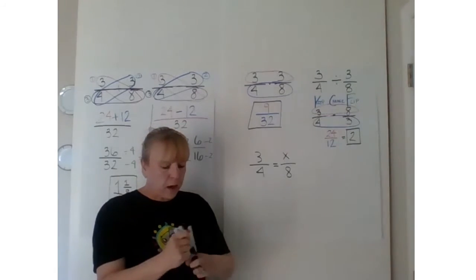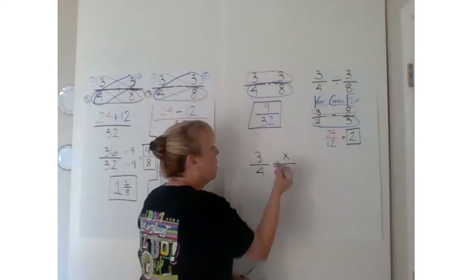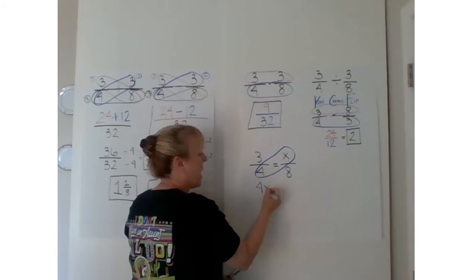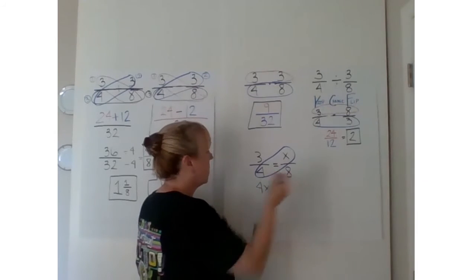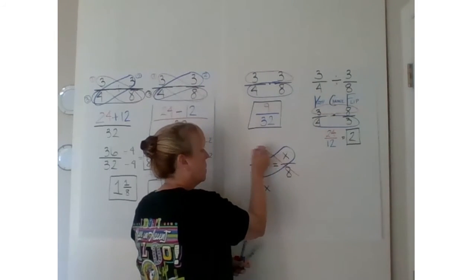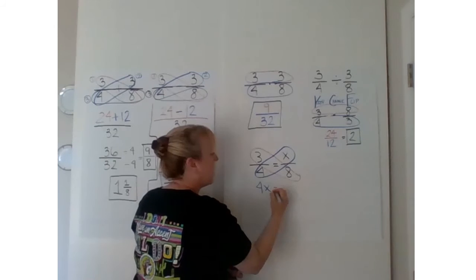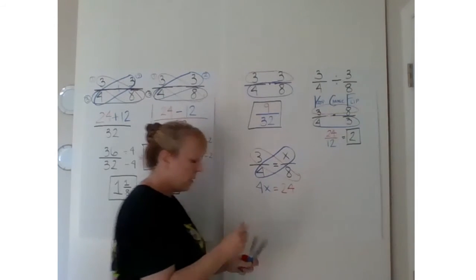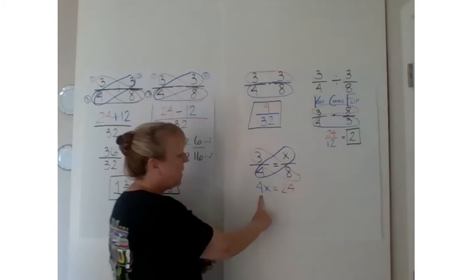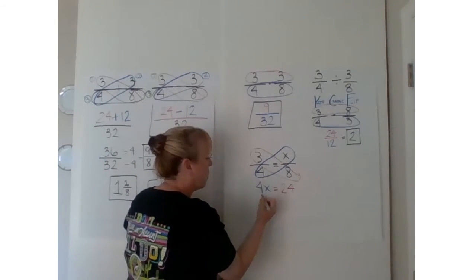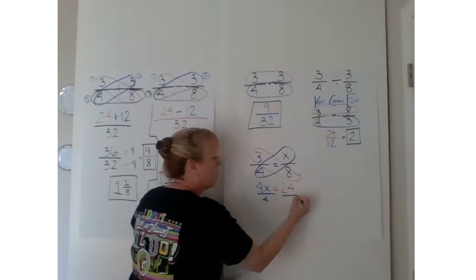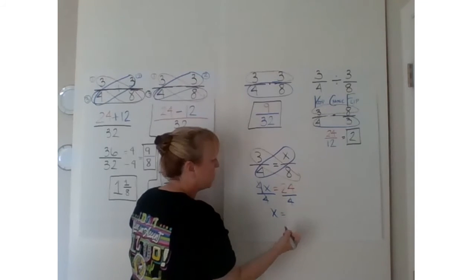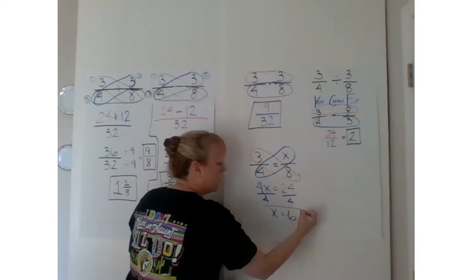So to do this, we are going to cross multiply. We're going to multiply 4 times X, which is 4X, and we're going to multiply 3 times 8, which is 24. Okay? Now, to get the X by itself, we're going to solve it like a one-step equation. We're going to divide by 4. Divide by 4. This cancels out, and I get X is equal to 6.